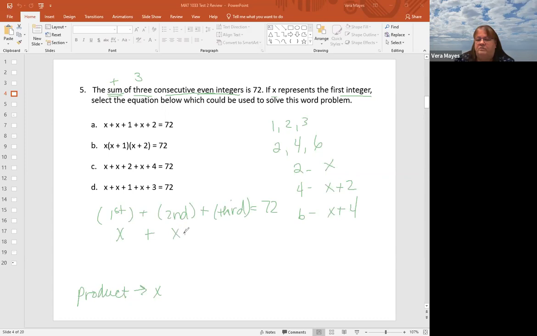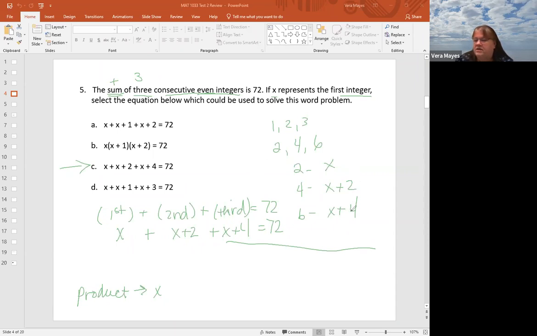So the first one we're going to call x. The second one was x plus 2. The third one was x plus 4. These are all equal to 72. So it looks like here's my answer for this one. Now, while we're here, I want to also talk about odd integers, because it could have been just as easily consecutive odd integers. And this is where it throws people off.